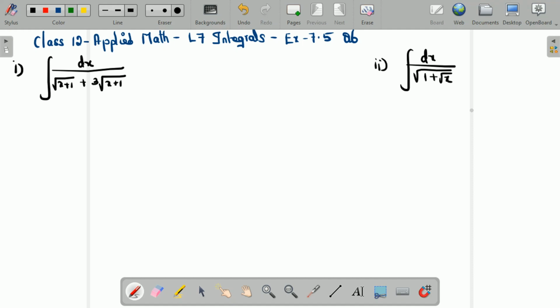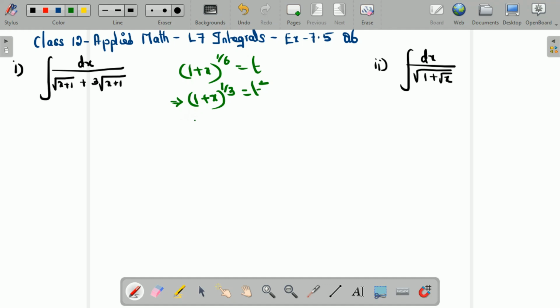In this video, let's find a solution for the sixth question in exercise 7.5. Let's take up the first subdivision, integral of dx divided by root of x plus 1 plus cube root of x plus 1. We will start with this basic substitution. 1 plus x the whole power 1 by 6 is going to be equal to t. So this means 1 plus x the whole power 1 by 3 will be t squared.